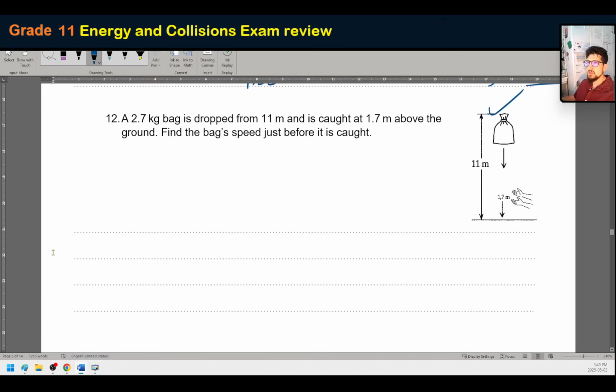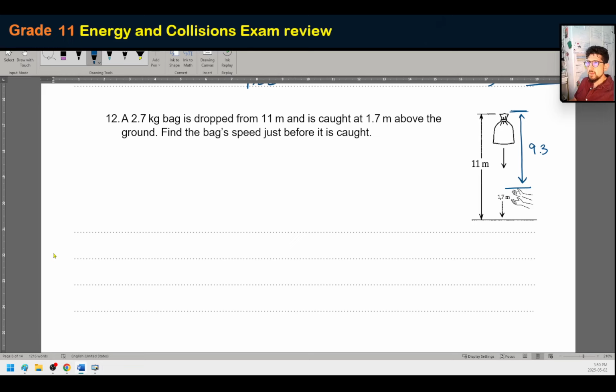Number 12. A 2.7 kilogram bag is dropped from an 11 meter drop height and is caught 1.7 meters above the ground. Find the bag's speed just before it hits the ground. Okay, so we need to know the distance it traveled. The distance the bag traveled is not measured from the top of the bag all the way to the ground. It's the distance it travels. So it's from here to there. So it's 11 minus 1.7. Okay? So it's 9.3. Because that is going to be how much energy it has. It's the distance it has traveled.